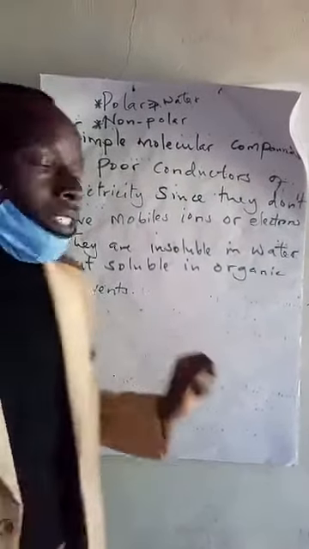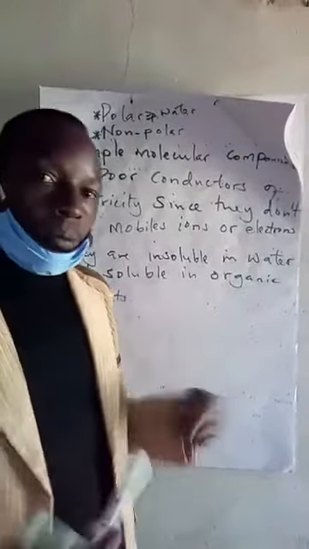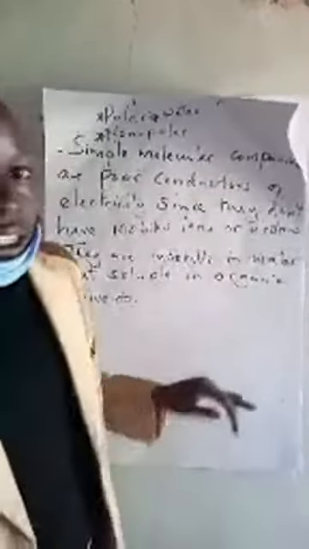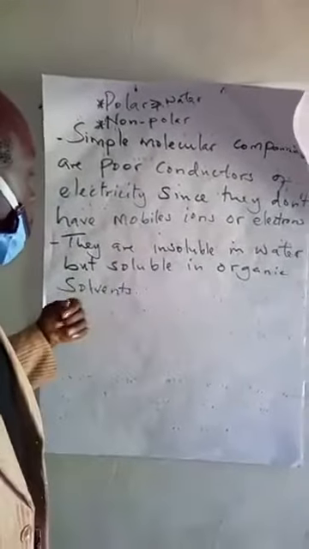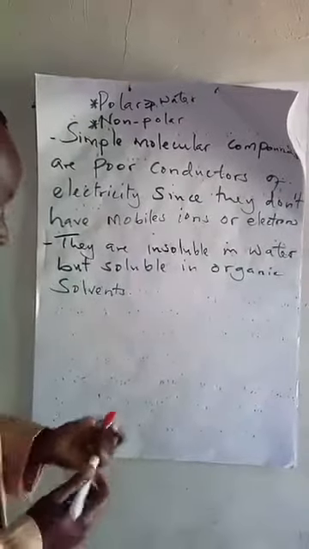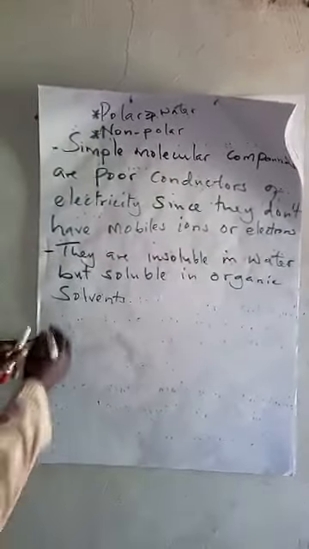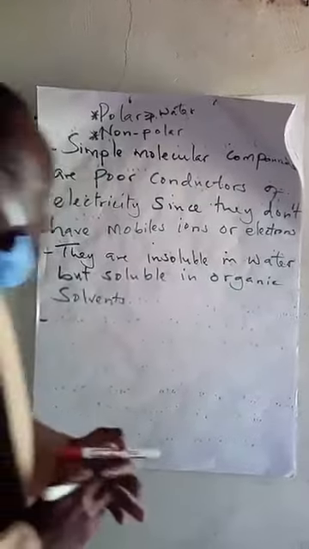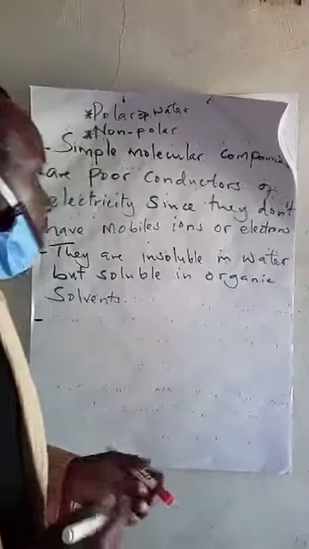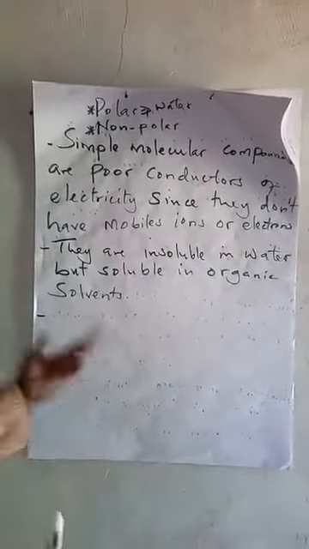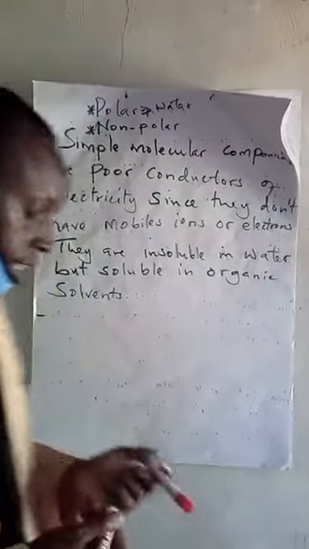If a substance is soluble in water, automatically it is not soluble in organic solvents, and the opposite is true. If it is soluble in organic solvents, then it is not soluble in water. An example of these is simple molecular compounds. Most of them are insoluble in water, but they are soluble in organic solvents. They are poor conductors of electricity.